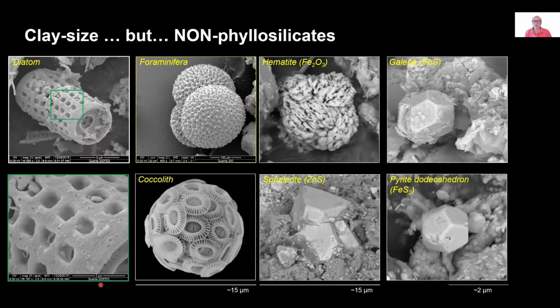Now, there are many small size particles which are in the clay size range, but they are not phyllosilicates. For example, there you have on the left-hand side the diatoms with a zoom in on the lower left corner for foraminifera and coccoliths, but you also have the chemical genesis, and you have the hematites, the beautiful crystals from galena, pyrite, and sphalerite.